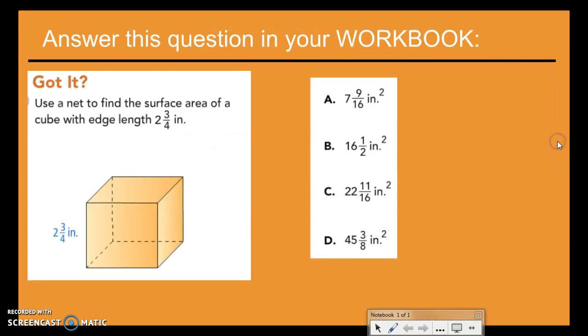So there's that. Answer this question in your notebook. I want you to draw a line to separate what you just did, and let's work on this one together. Use a net to find the surface area of a cube with edges length 2 3/4 an inch. Again, we have our steps that we talked about on the previous slide. If you're not sure what they were, go back to the previous slide and walk yourself through it with our new side length. When you think you figured it out, push play and see if you got the correct answer.